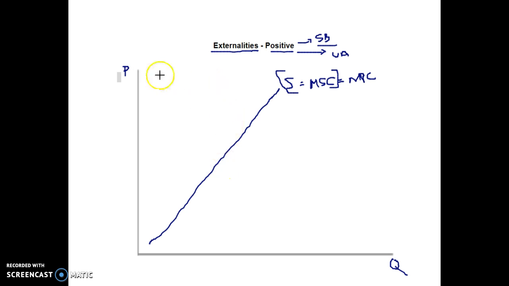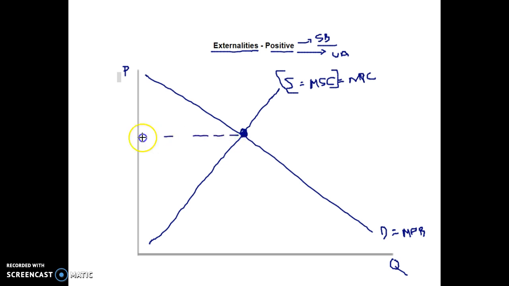Okay. Next, I'm going to put in my demand curve. My demand curve is right here, but my demand curve is only going to take into account my private benefits. So we're going to put MPB, my marginal private benefits. So the demanders are only taking into account what they personally gain from this purchase. All right, right here is going to be my equilibrium price, P1, and my equilibrium quantity, Q1. Oftentimes you'll see these as QFM and price FM for free market, right, without the government getting involved.